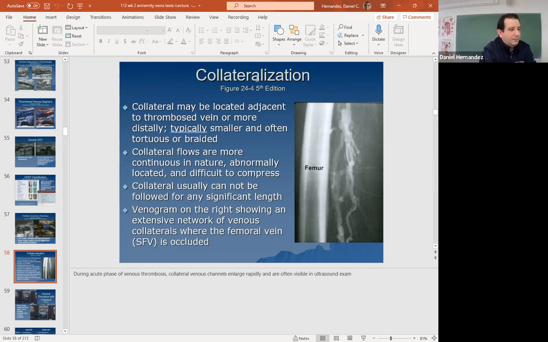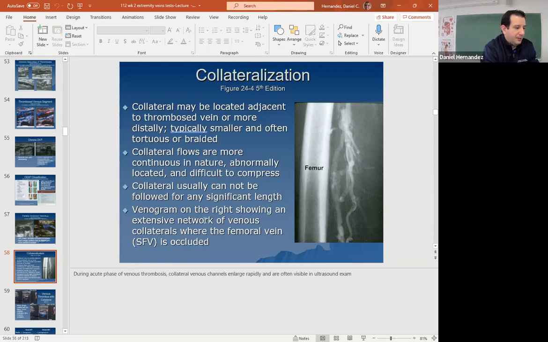Collateralization. So collaterals may be located adjacent to the thrombosed vein or more distally. They're typically smaller and often tortuous or braided. Collateral flows are more continuous in nature, and they're abnormally located. They can often be difficult to compress as well. Collaterals usually cannot be followed for any significant length.